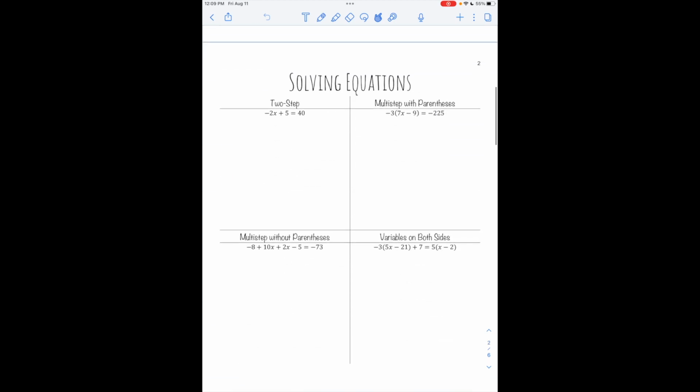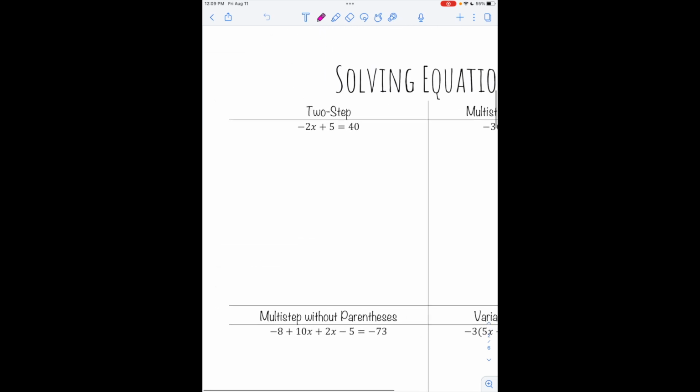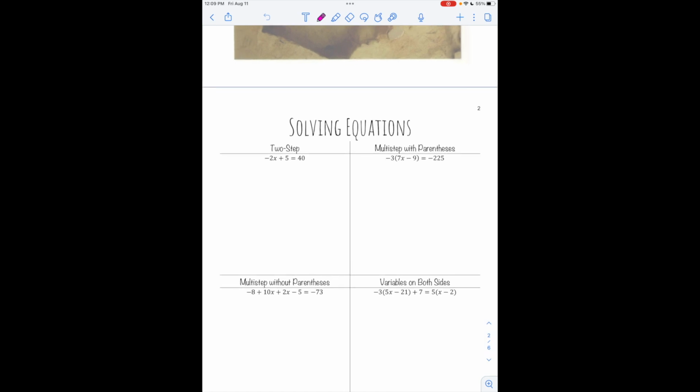The first concept we're going to review is solving equations. So there's two-step, multi-step with parentheses, multi-step without parentheses, and variables on both sides. I'm just going to run through these examples so that you kind of have a reminder of how to do this.